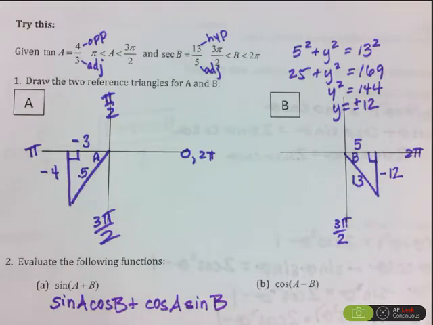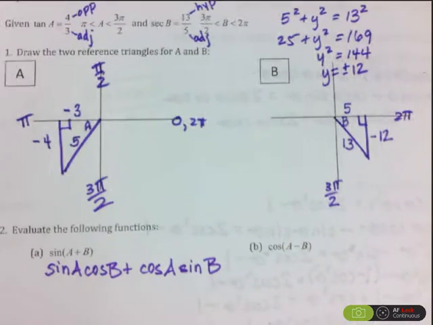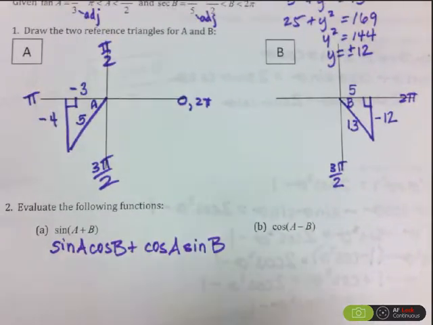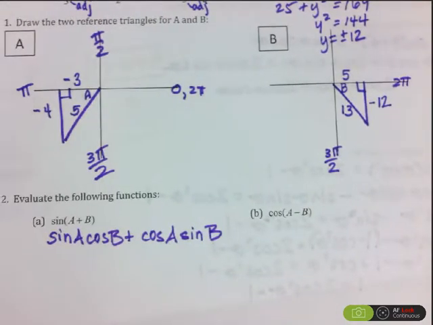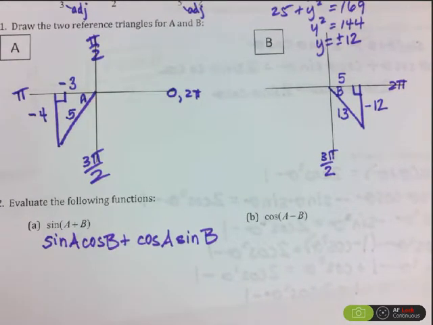Look at your neighbor who's ignoring me and tell them to write it down. So write down the formula for sine A plus B. Cos plus cos.